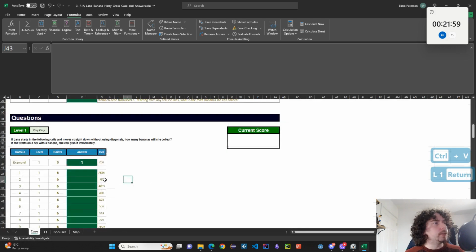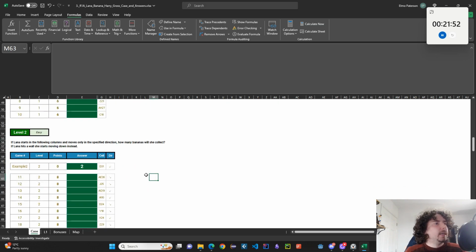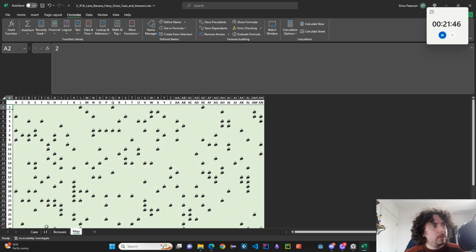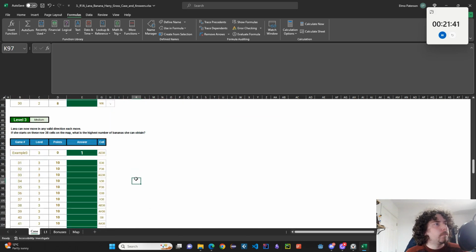let's read through these questions. So she moves straight down. Okay, how many bananas will she collect? That seems easy enough. She moves in the specified direction. How many bananas will she collect if she hits a wall? She starts moving down. Seems fine. She can now move in any valid direction.